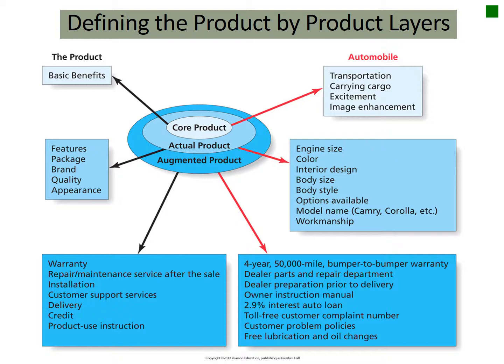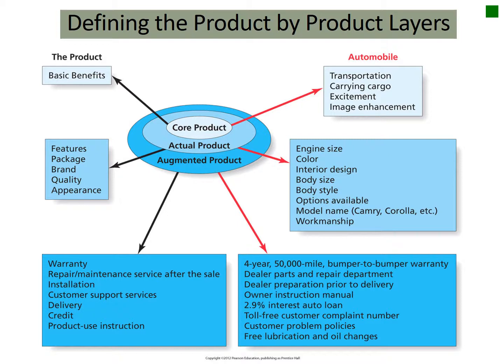In this example here, we have the core product in the area of automobiles as being transportation or carrying cargo or some other form of need that the customer has, even ones that are internal, like excitement and image enhancement. So that's the core product. All products within a product category should satisfy this level of need that the customer has.